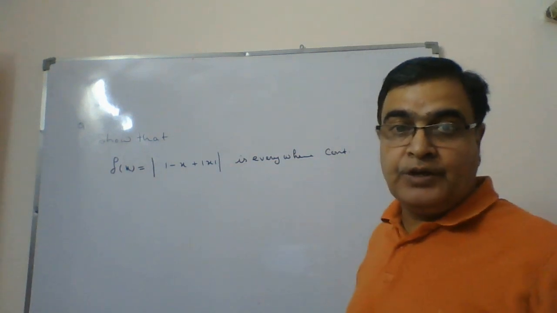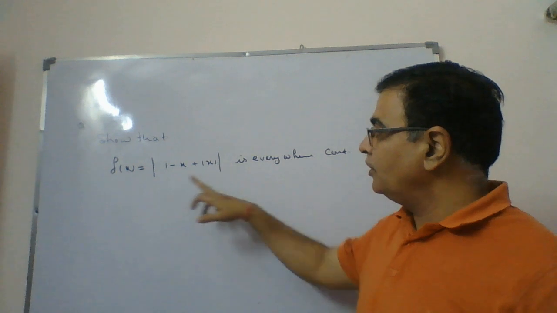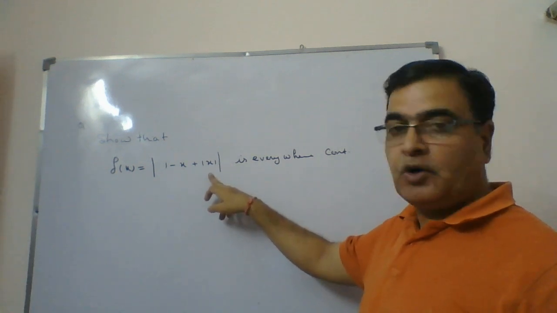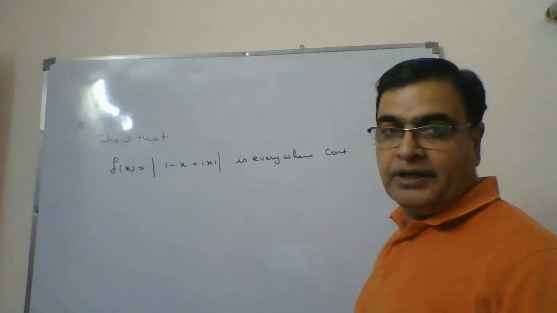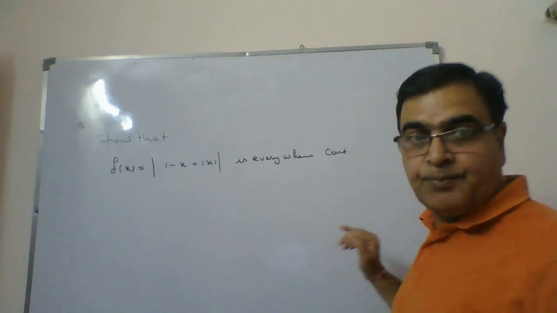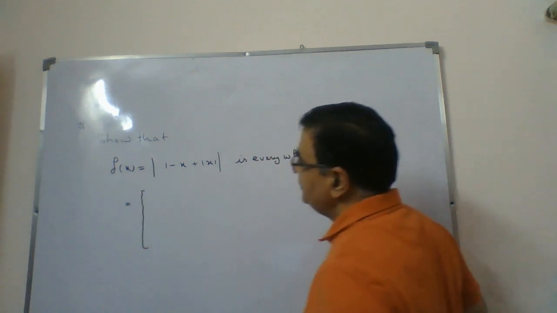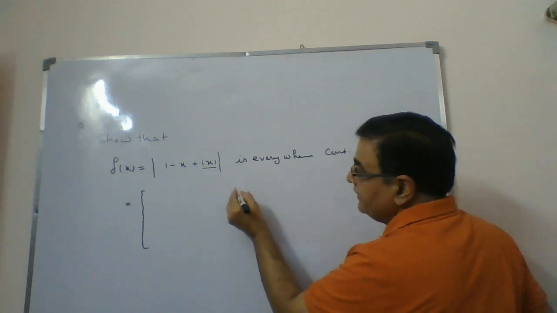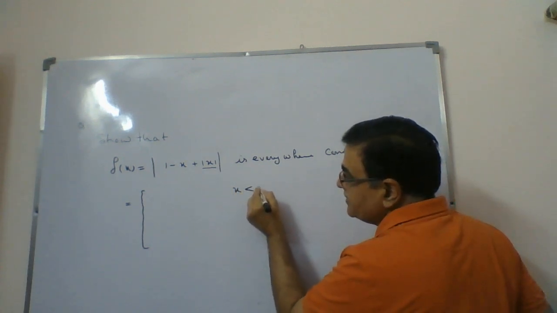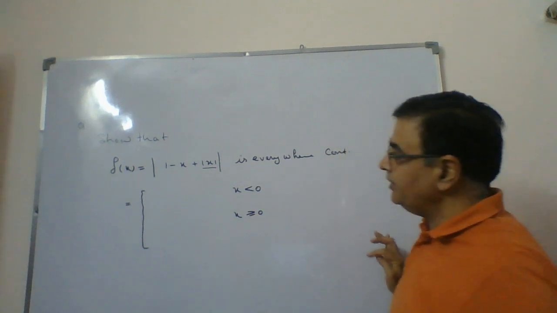This is another question we have. We have to show that this function f(x) = |1 - x| + |x| is everywhere continuous. Whenever this type of function comes, what we do first is redefine the function. Here it is |x| that is visible, so I should say x is less than 0 and x is greater than or equal to 0. So two cases are there.